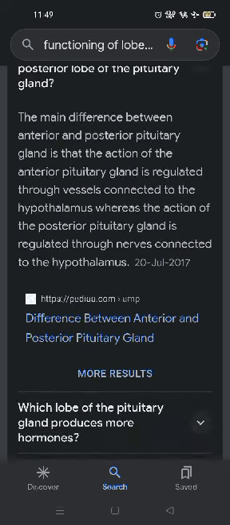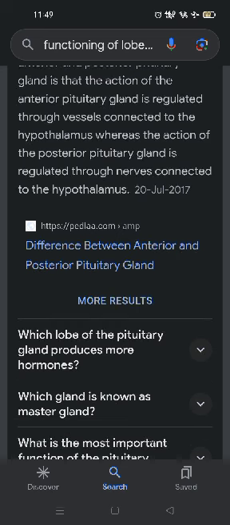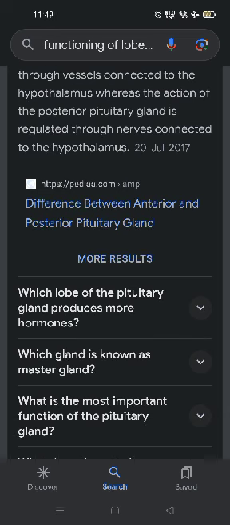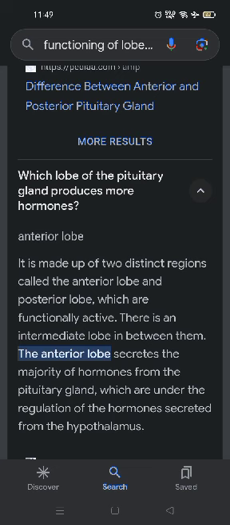The main difference between anterior and posterior pituitary gland is that the action of the anterior pituitary gland is regulated through vessels connected to the hypothalamus, whereas the action of the posterior pituitary gland is regulated through nerves connected to the hypothalamus. Which lobe of the pituitary gland produces more hormones?